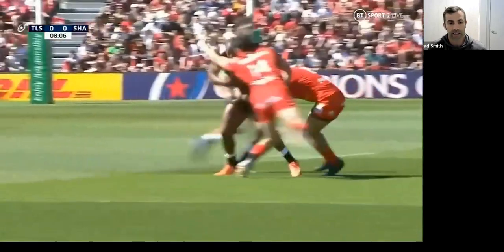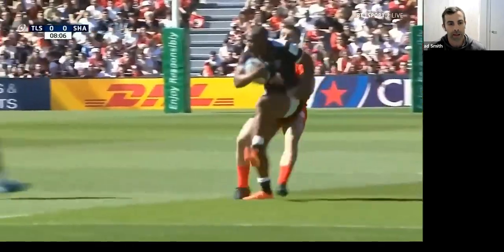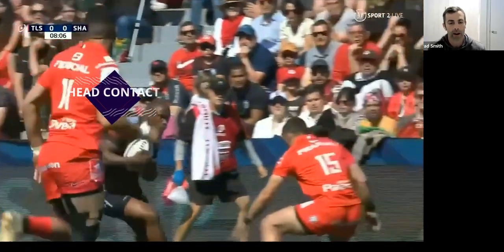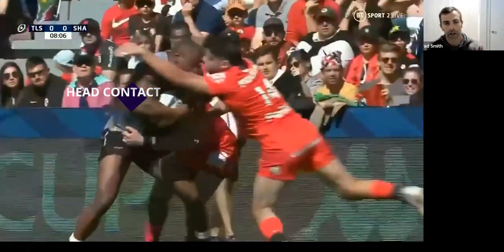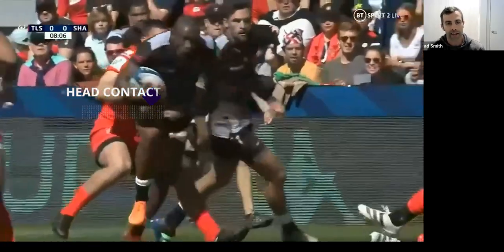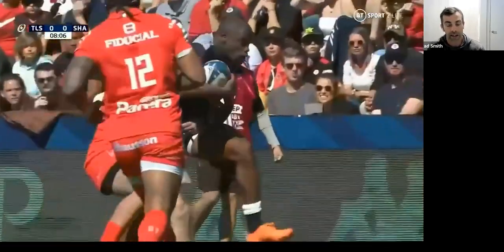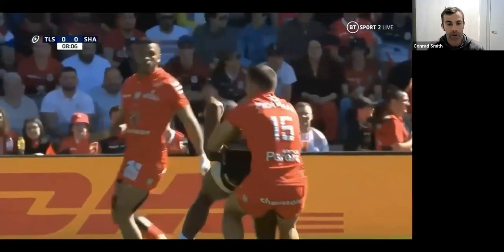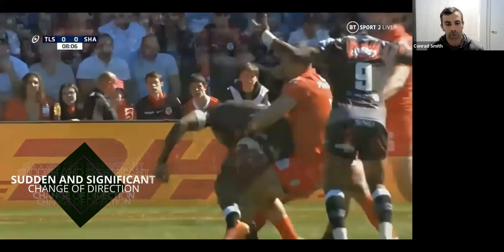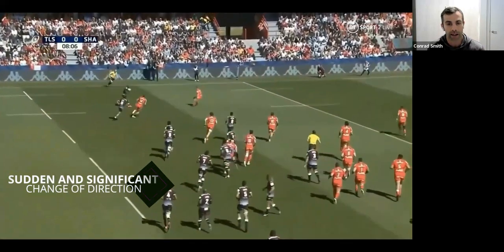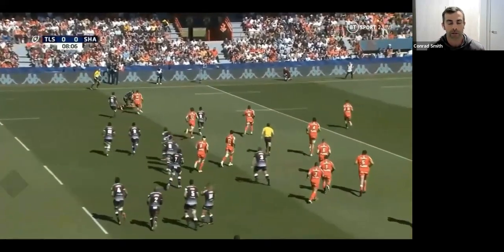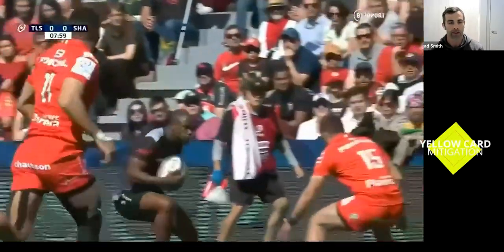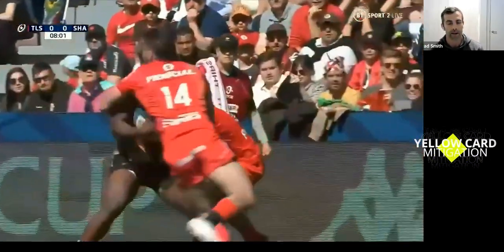But go through the process. There's head contact. There's fault on the part of the tackler. He's upright. However, when you look at this, there is a late and sudden and significant change from the ball carrier. There's a couple of steps in field, and so we feel that's a mitigating factor. It lessens the fault somewhat on the part of the tackler, and so that brings it down to a yellow card.